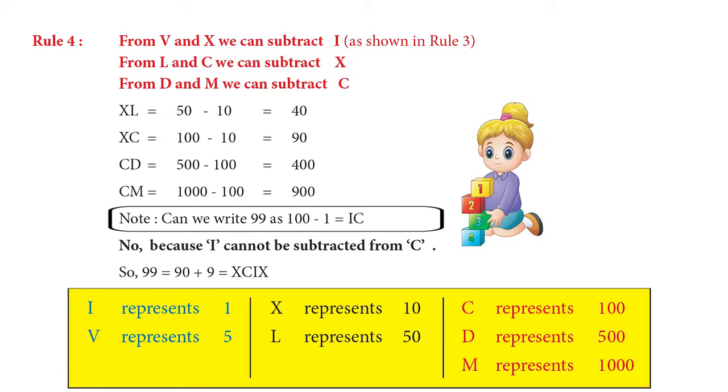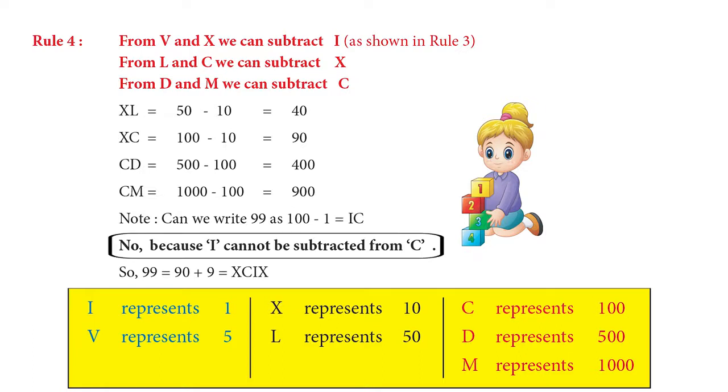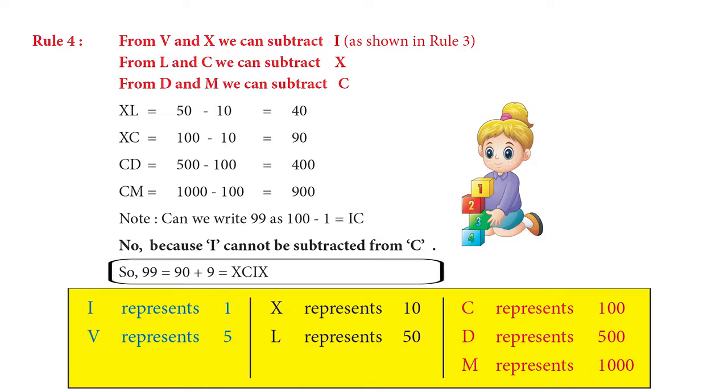Can we write 99 as 100 minus 1, that is I and then C? That means you can subtract 1 from the 100. No, that's not how Roman letters work. So let's see how it works. 99 is equal to 90 plus 9. So we go back to our expanded form. Once we learn the expanded form, this is also easy. So how do we write 90? X, which is the value of 10, and then C, which is the value of 100. So we subtract, we get the answer 90.